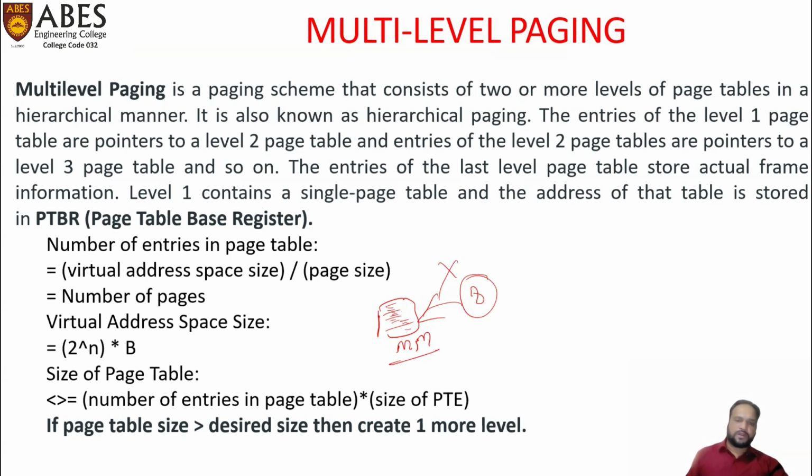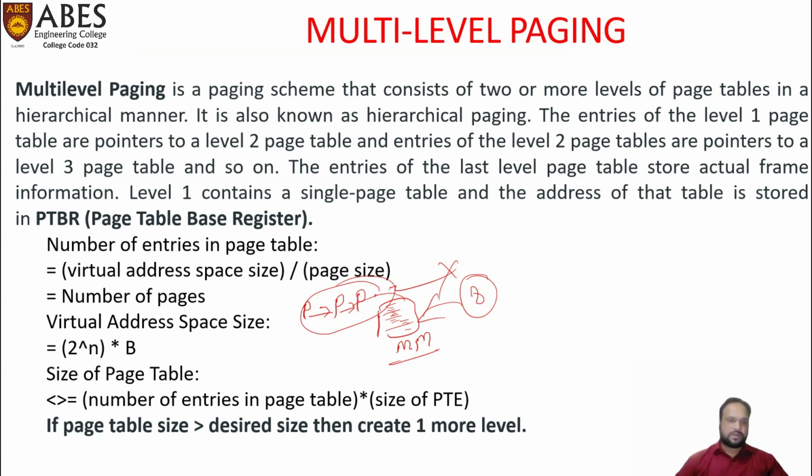So fine, at last, what I mean to say is we are having pages inside the pages, pages inside the pages, until and unless the process got paged. This is all about multi-level paging. Multi-level paging is a scheme that consists of two or more levels of page tables in a hierarchical manner. It is also called hierarchical paging.